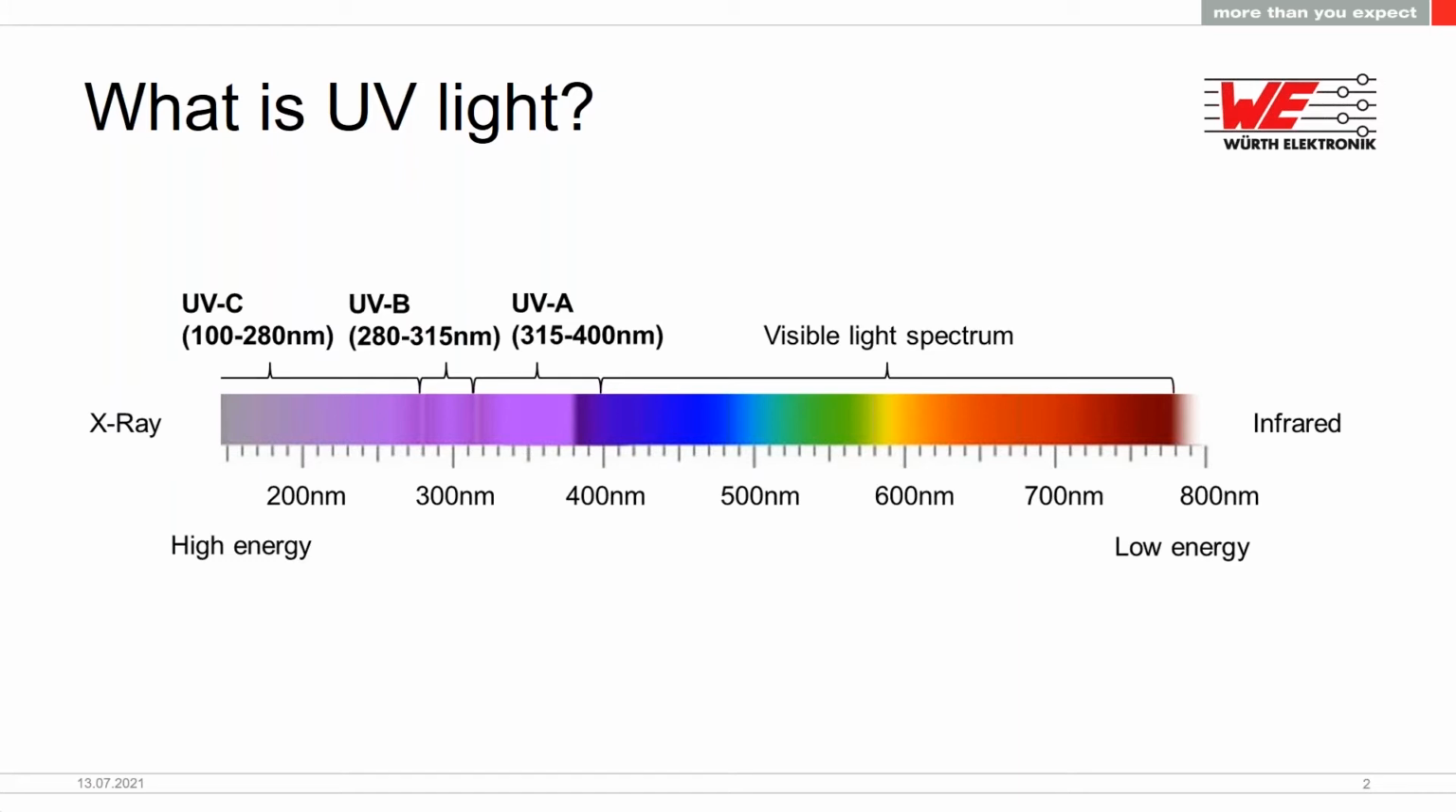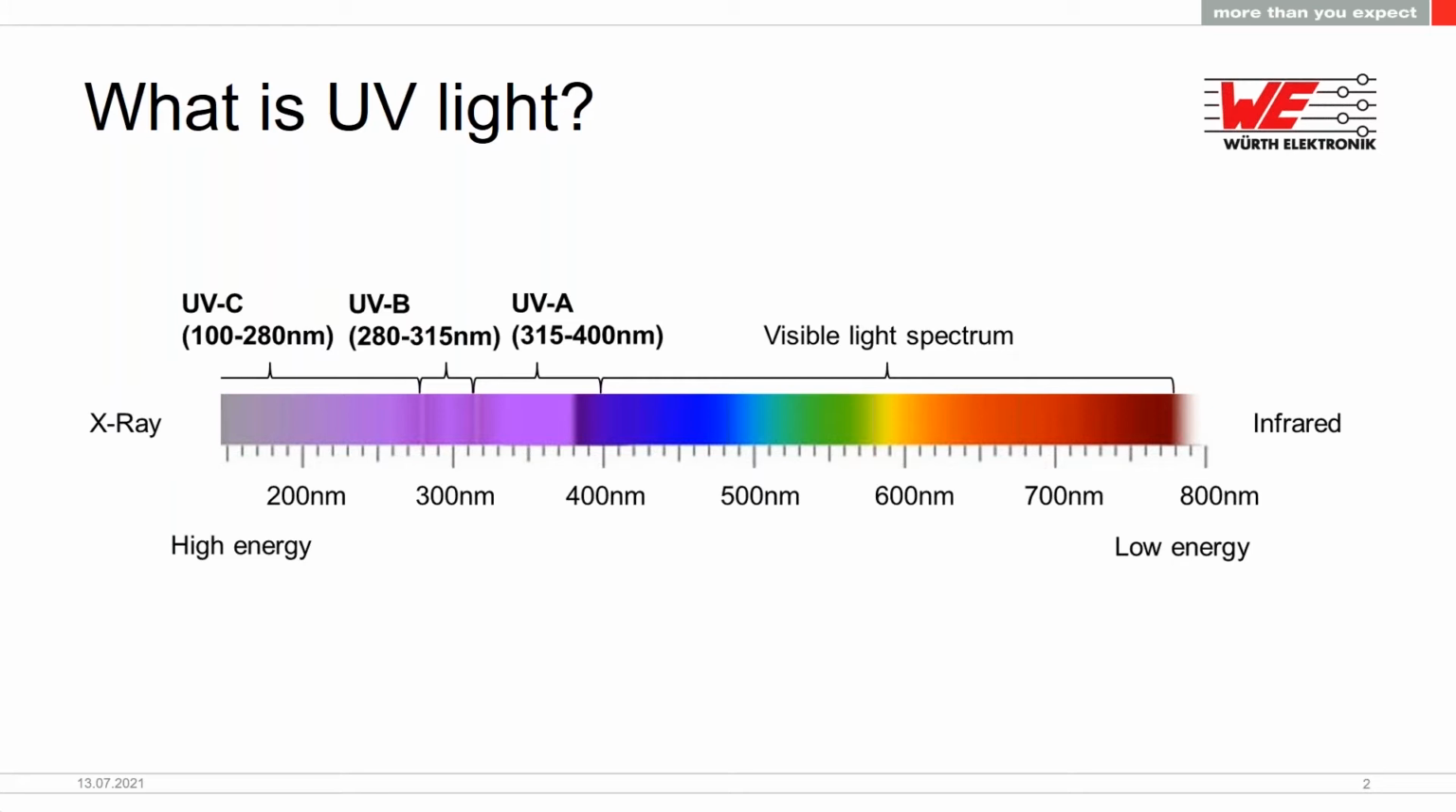This UVC is the wavelength that is typically used for disinfection. The UVB is used for horticulture and also some phototherapy applications, but I will show you a little bit more on this later. And UVA is mostly used for horticulture and curing.